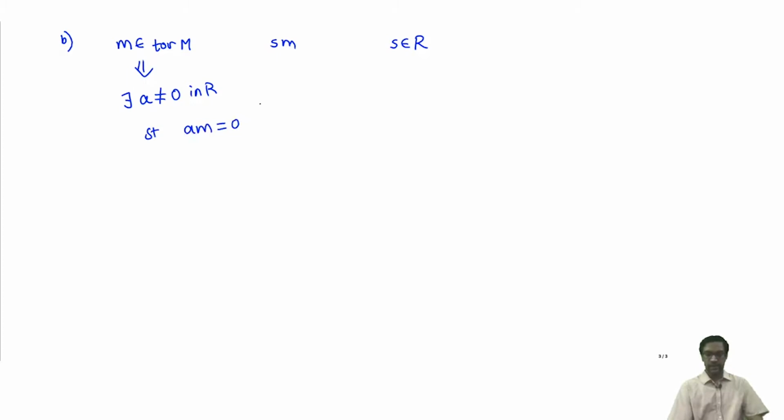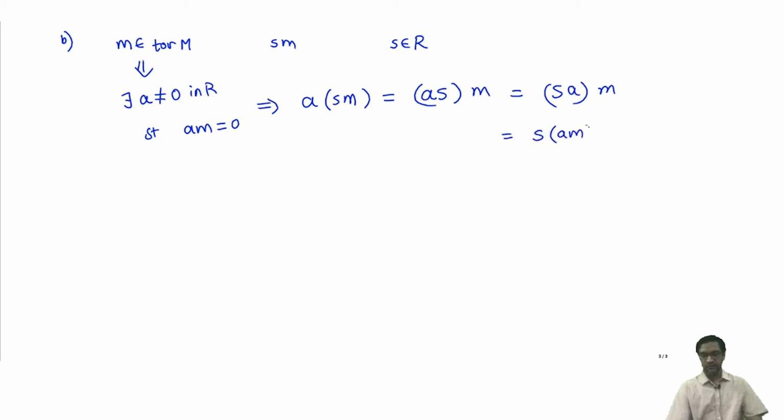Now observe that the same a will do the job. If I look at a acting on sm, by the module axiom this is as acting on m, but as is the same as sa because the ring is commutative, and that is the same as s acting on am, and that's of course 0. So we keep using the fact that the ring is commutative, and also we use the fact that it is an integral domain. So finally this proves the lemma. Therefore the lemma is proved. So in particular it implies that tor M is a submodule.